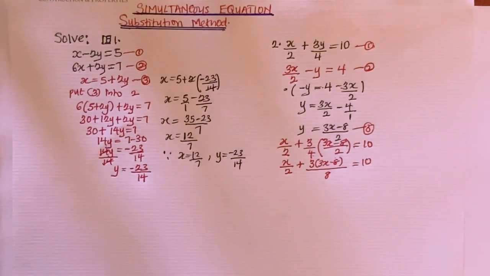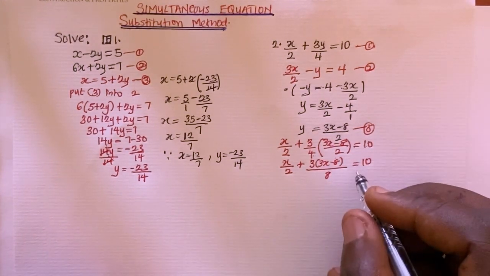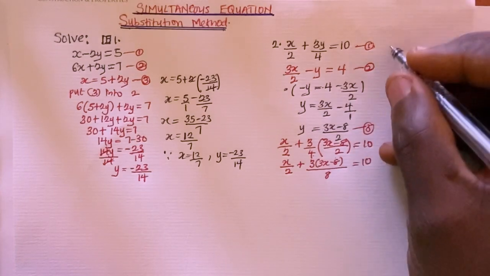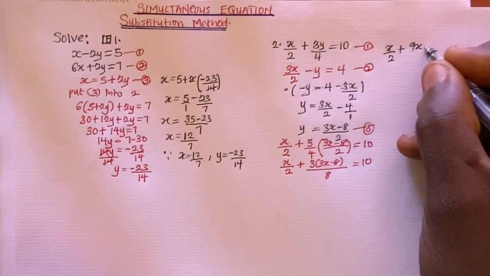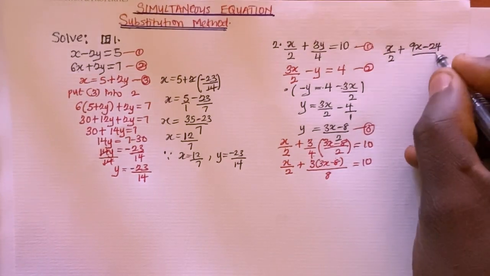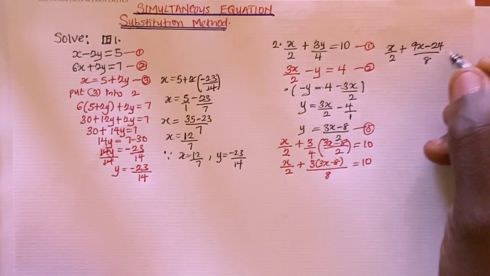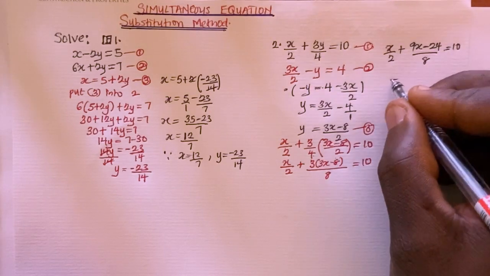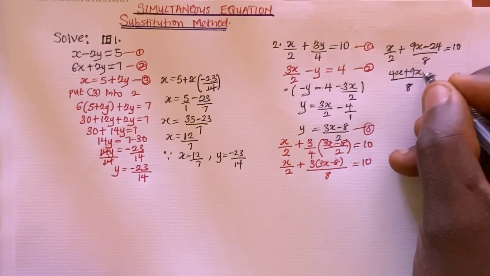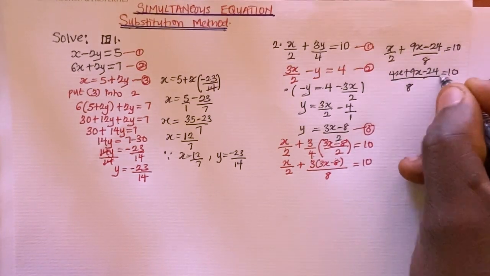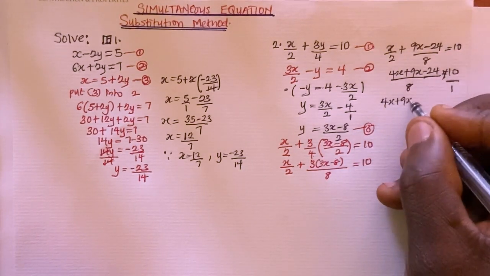After that, I'll go ahead and simplify further. I'm going to have x divided by 2, then plus 9x minus 24, divided by 8, because 3 multiplied by 3x is 9x and 3 multiplied by 8 is minus 24, divided by 8 equals 10. So let's find the LCM here. We're having 8. So this is going to be 4x plus 9x minus 24 equals 10, exactly.